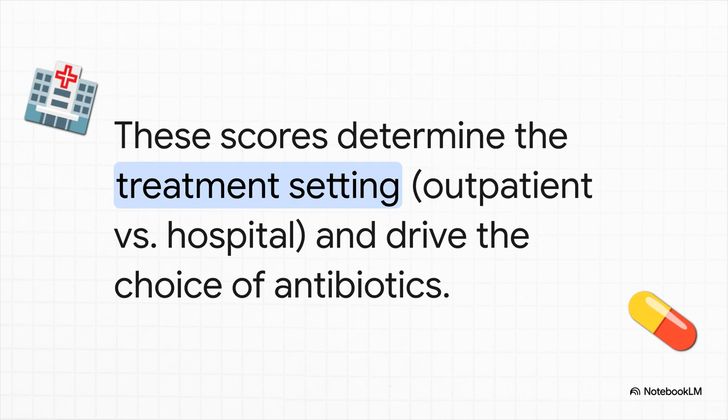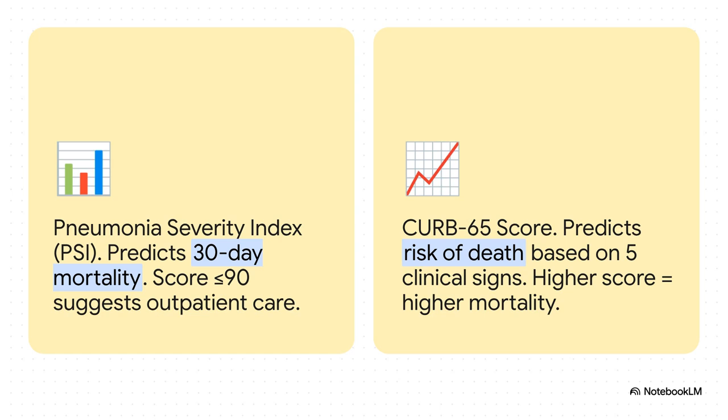If the score is low, you're probably looking at a script for oral amoxicillin. But if that score is high, well, that patient is in the hospital, likely getting IV ceftriaxone. It's the roadmap for the entire therapy choice. And here are the two main tools they're using.